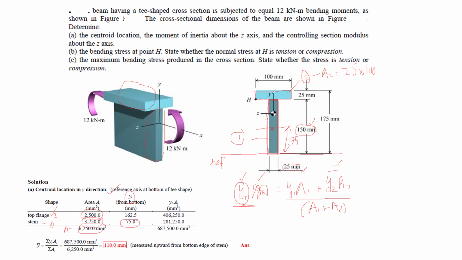And what about the second one? The second one is in the middle of the top rectangle. But here, because our reference is from here, this total distance needs to be taken into account. How much is it? 162.5, where you are adding 150 plus 25 divided by 2, half of 25, which is 12.5. So 150 plus 12.5 is 162.5.